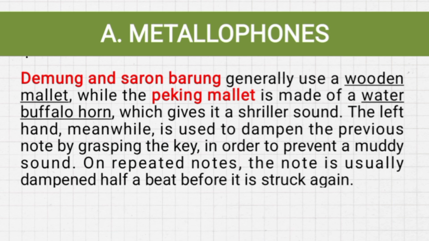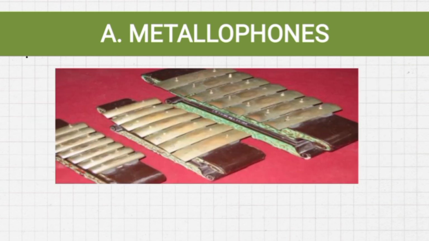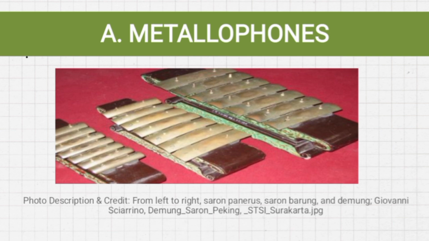The left hand, meanwhile, is used to dampen the previous note by grasping the key in order to prevent a muddy sound. On repeated notes, the note is usually dampened half a beat before it is struck again. So that is an example of the saron. As we count, 1, 2, 3, 4, 5, 6, 7 metal bars.